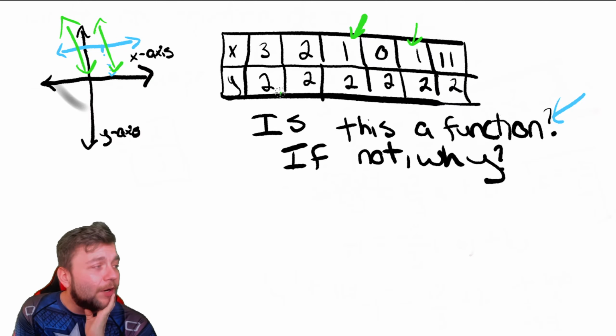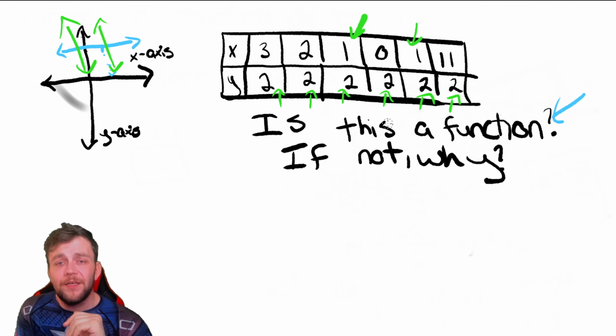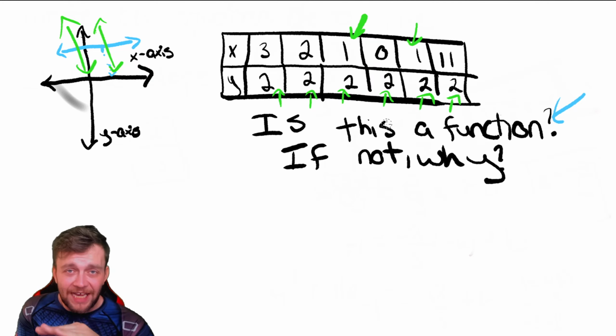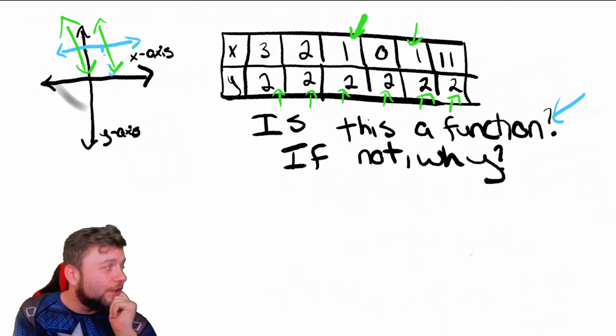But all of them are going to your y of 2, right? And what that means is that it's all a horizontal line, right? So that means that it passes the vertical line test. That means that it is a function. This is just the trick. That was just the trick, right?